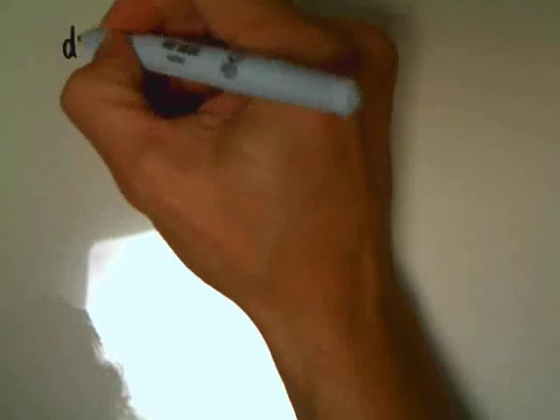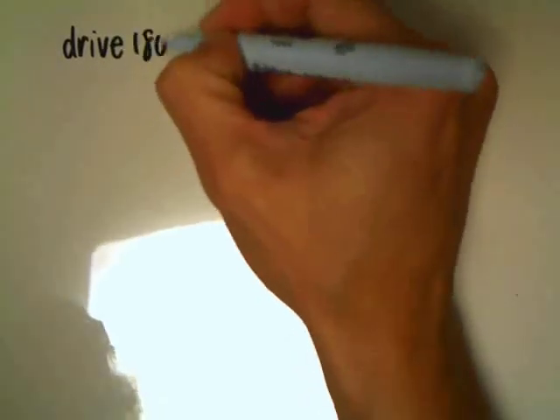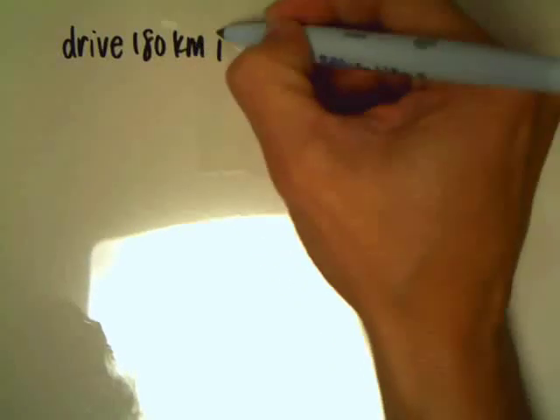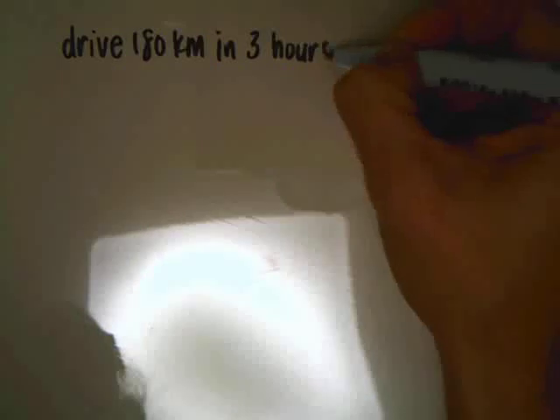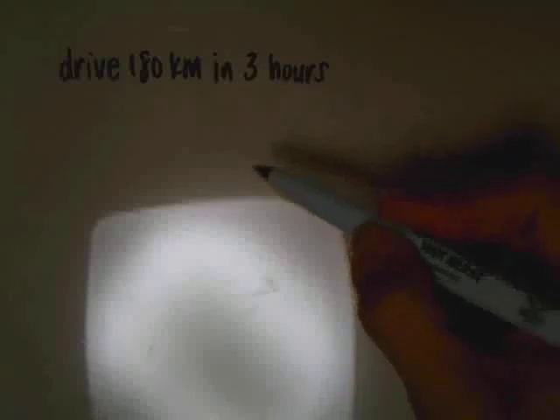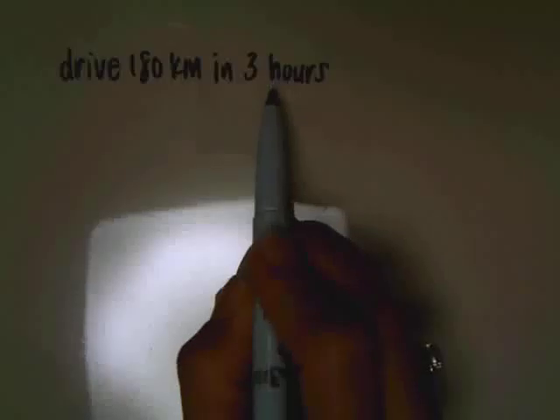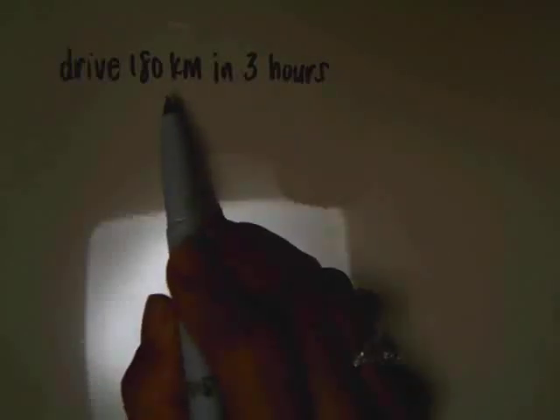Okay, so let's just say that we can drive 180 kilometers in 3 hours. Okay, that's our first example. So I want to know what the unit rate is. In order to get to the unit rate, what I'm going to have to do is either figure out how many kilometers I can go in 1 hour or how many hours it takes me to go 1 kilometer.